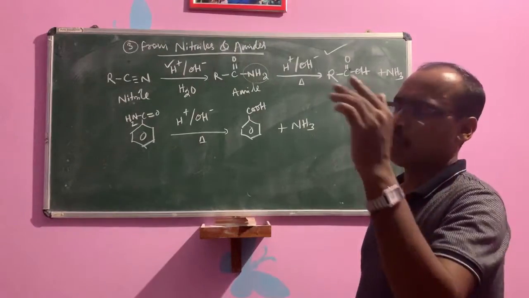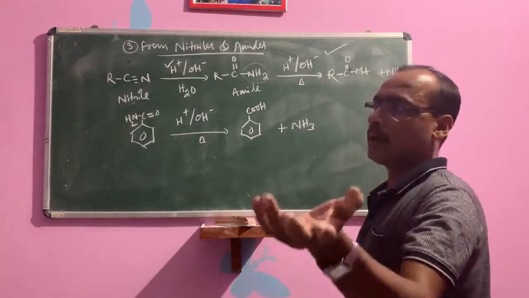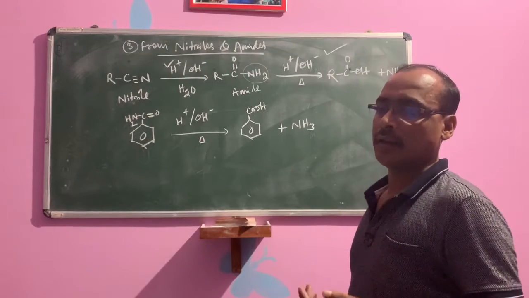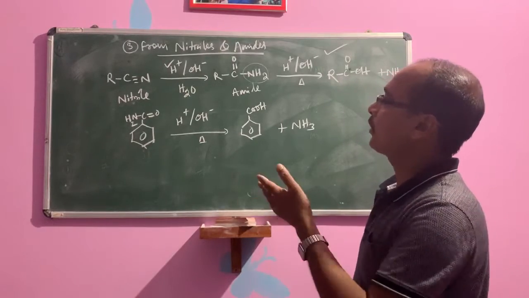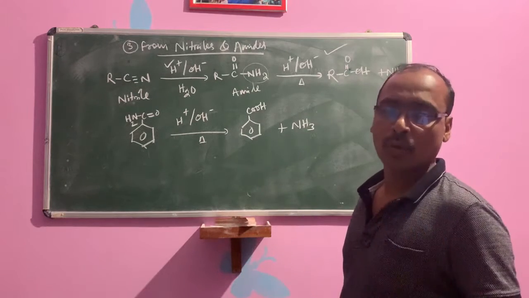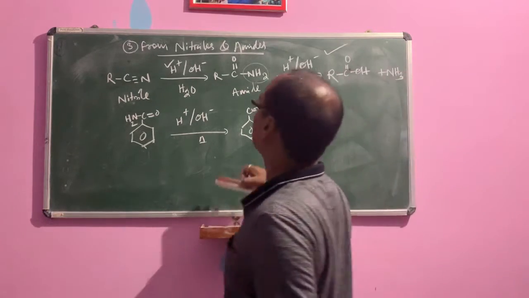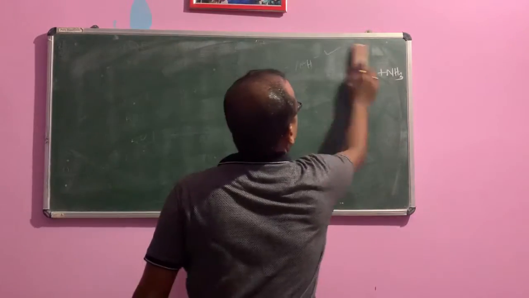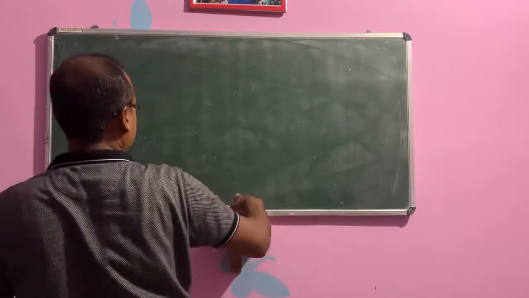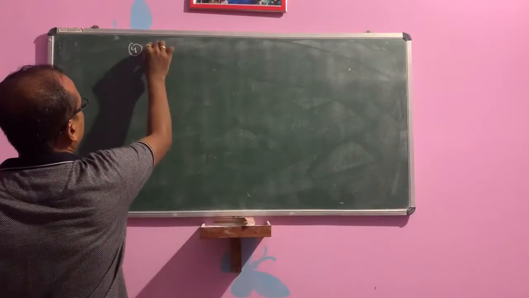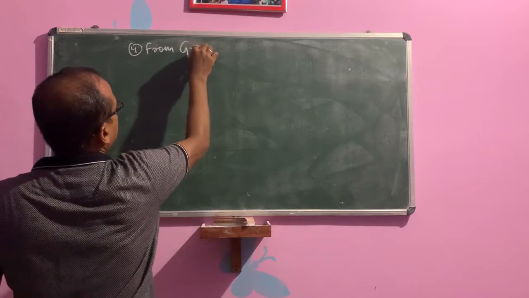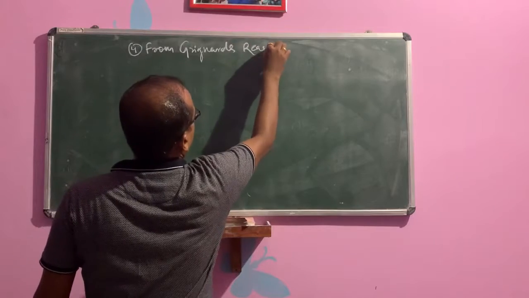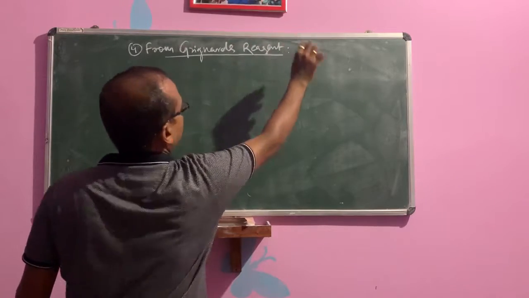Then you have to remember the points. First from alcohols and aldehydes, second from hydrocarbons, that is alkyl benzene and alkene, then third from nitriles and amides, then fourth from Grignard's reagent. Let me know what is the formula of Grignard's reagent.